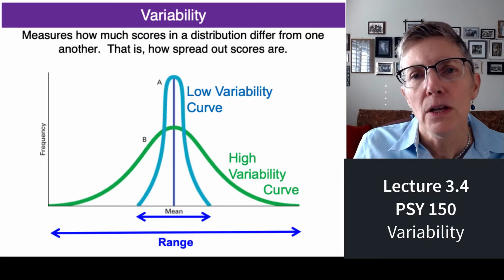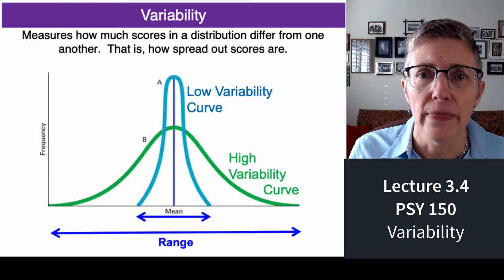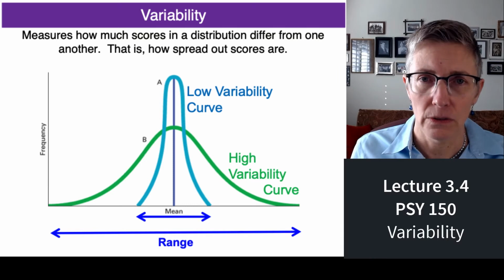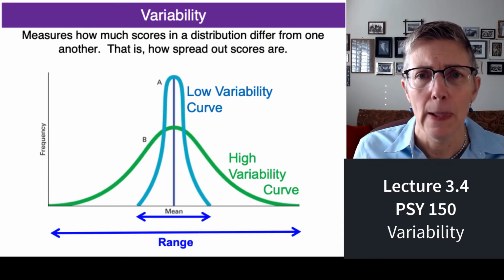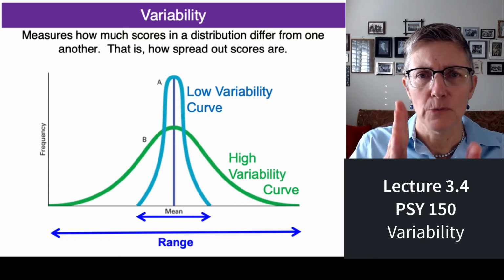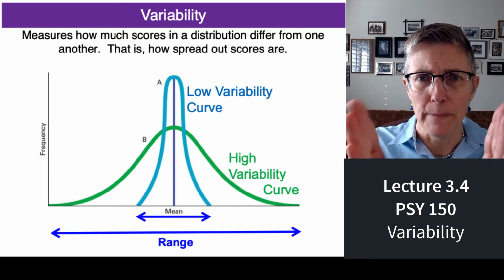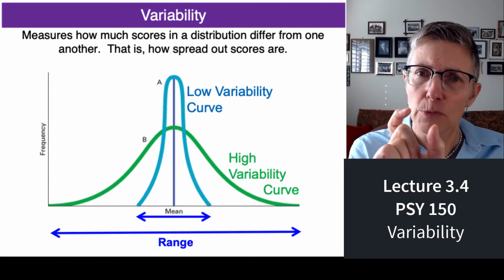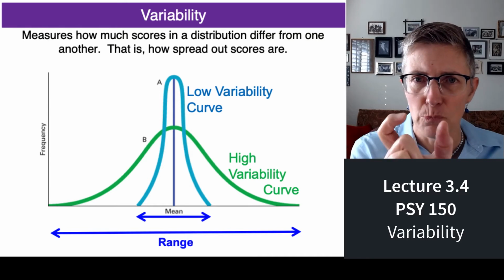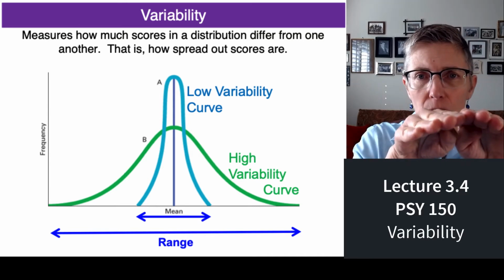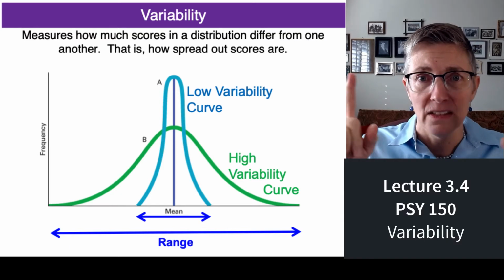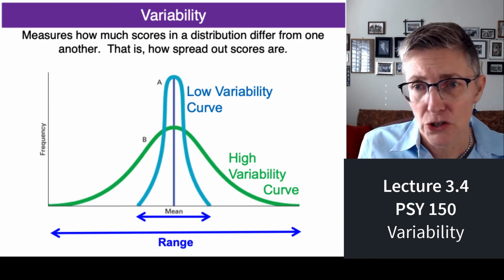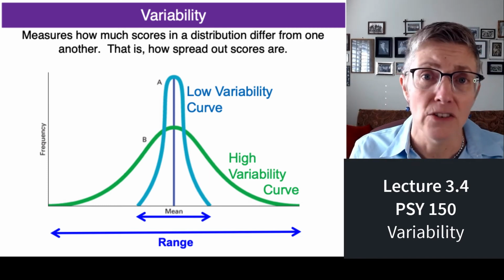Okay? Now, there's multiple ways that you can think about variability. One of them is in terms of range, and that's what we're going to look at first. Range is super simple. It's how great is the distance between the lowest score and the biggest score. So notice that in the low variability curve, the distance between the lowest point and the highest point is small. But in the high variability curve, the distance between the lowest number and the highest number is big. That's range, right? When there's low variability, the range is small.